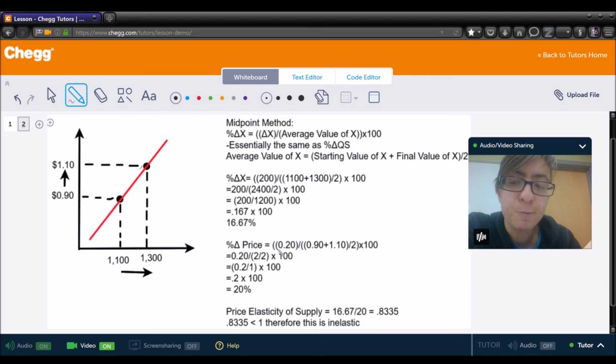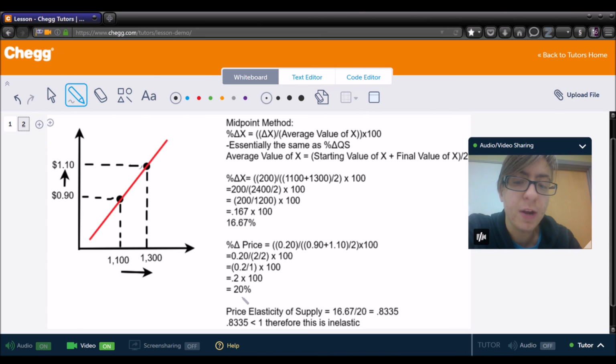So our change in price is 0.20 or 20 cents because we start at 90 cents and move up to $1.10. And then we have to add our starting value, 90 cents, plus our final value, $1.10, and divide that by 2. After you divide it by 2, we get 0.2 divided by 1. Anything divided by 1 is equal to itself, so we get 0.2 times 100.